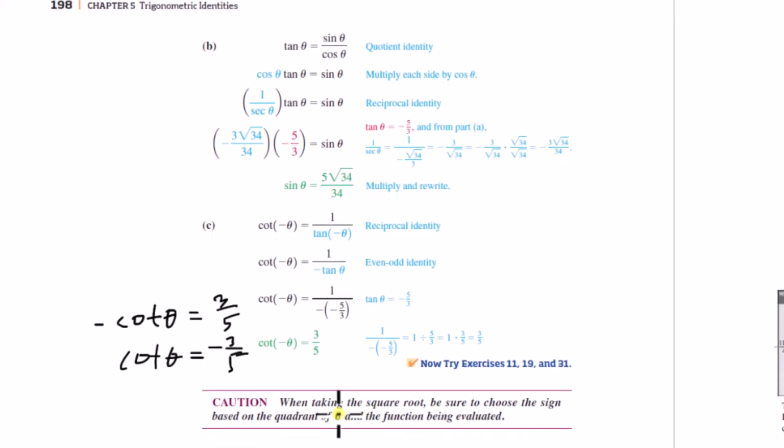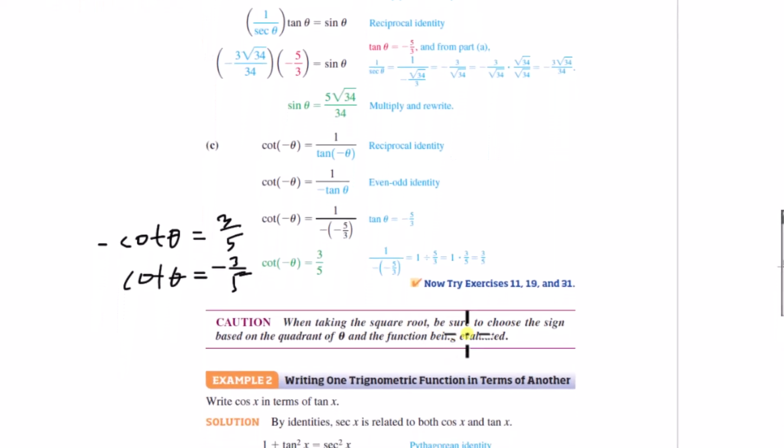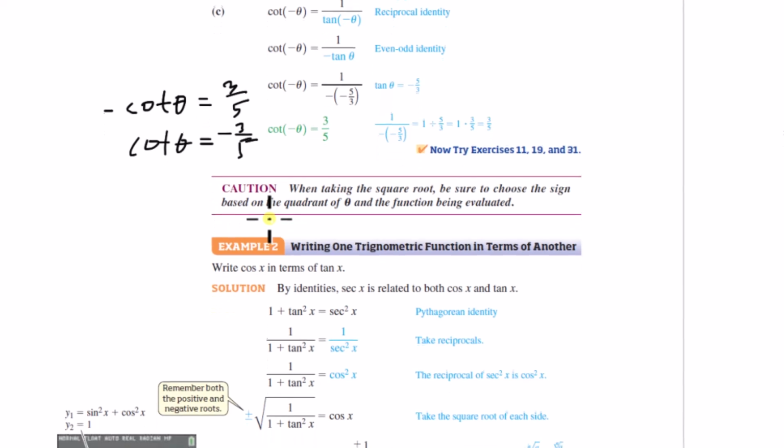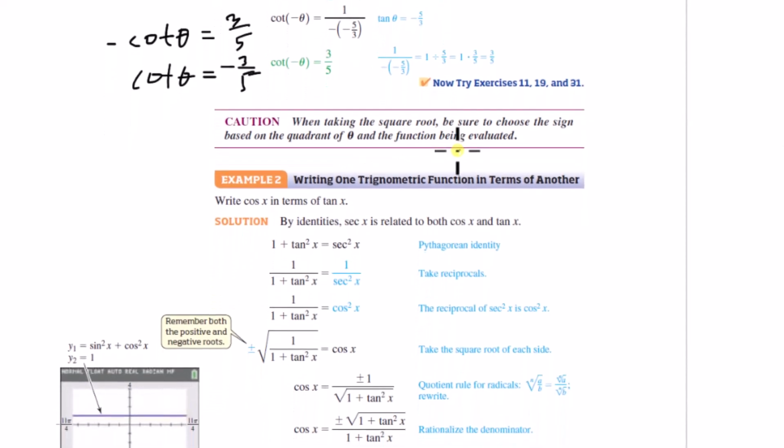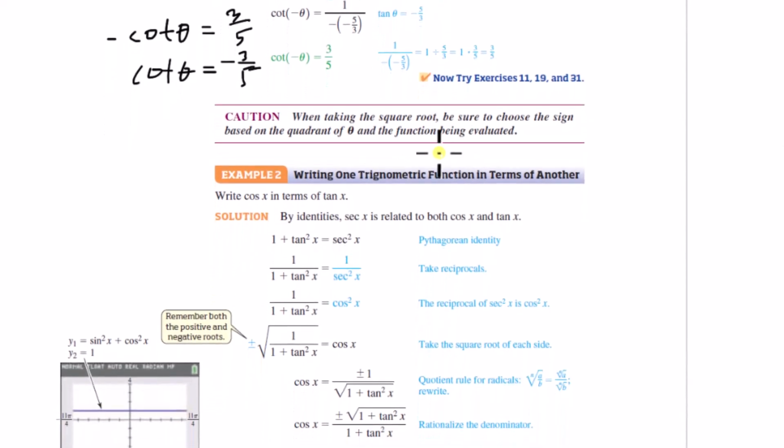All right. When taking the square root, be sure to choose the sign based on the quadrant of theta and the function being evaluated. Yeah, so if you take the square root of both sides, you have to put plus or minus. And let's say you don't have information to decide which to choose. Well, then your answer is it could be either one of these, right? But typically for these types of problems, the problem statement will give you the additional information you need to choose which sign to take from the square root.